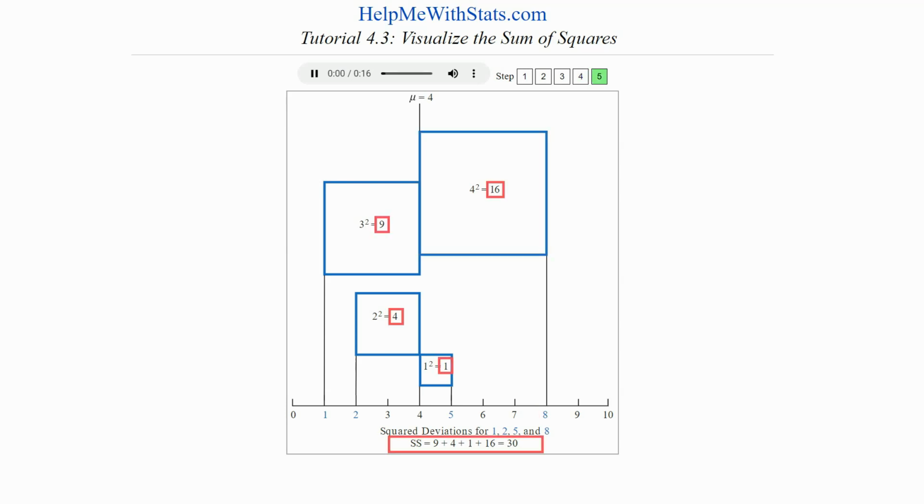Now that we have each squared deviation, we just sum all 4 of these together. The total of all squared deviations is the sum of squares, SS. SS equals 9 plus 4 plus 1 plus 16, which is equal to 30.